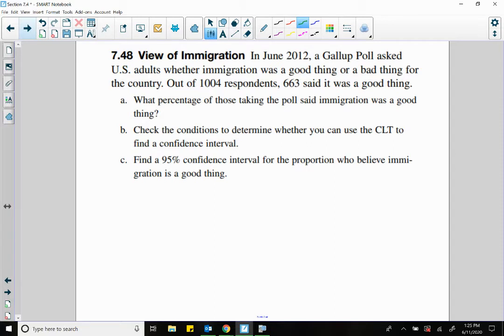Okay. So, first thing with part A, it says, what is the percentage of those taking the poll who said immigration was a good thing? So we know that there is 663 out of 1,004. So this is your successes. This is your total. So you just go to your calculator and you let it do the rounding for you. 663 divided by 1,004.